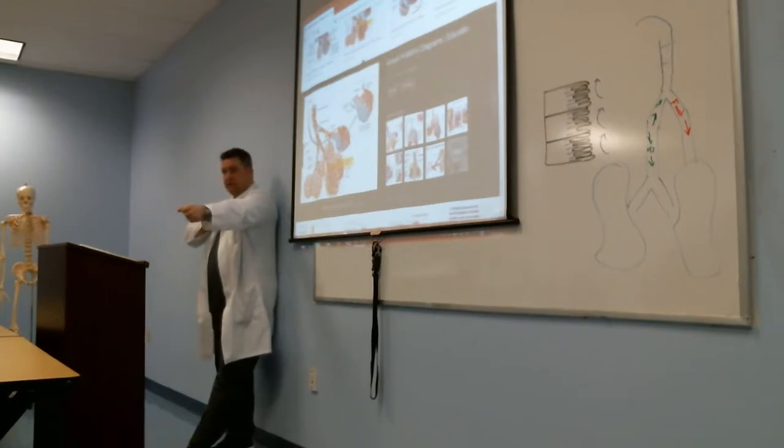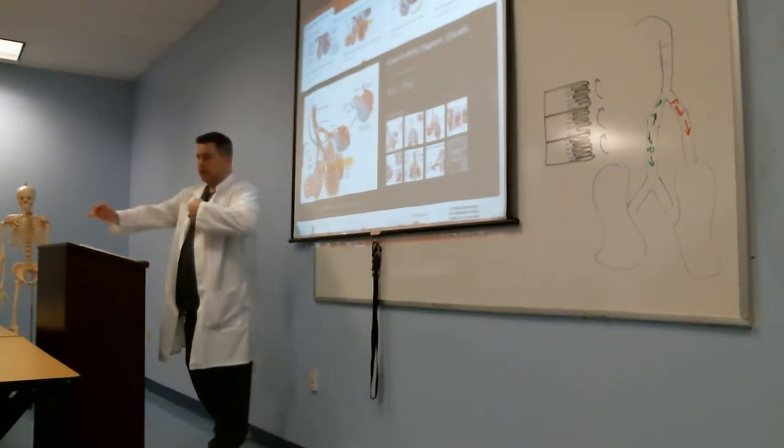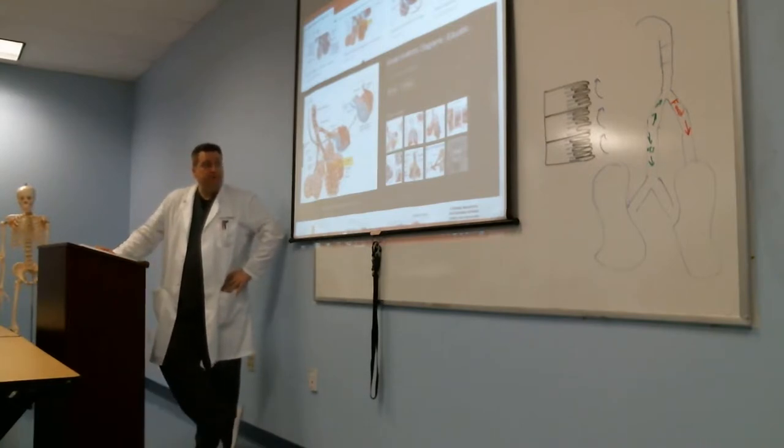This is the exchange. Oxygen goes into our blood, carbon dioxide comes out of the blood. One for one? Not necessarily one for one. I was going to say, based on the concentration gradient, would the concentrations be the same? Yeah. So this is where the gas exchange takes place. This is where we're actually crossing the membrane.